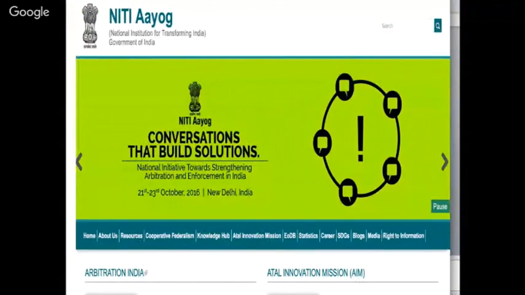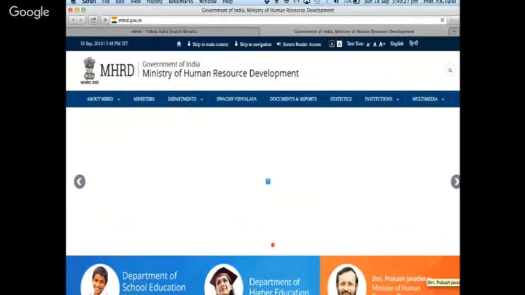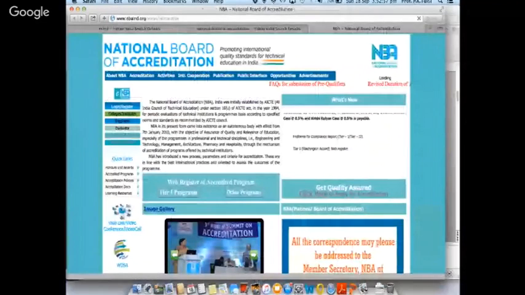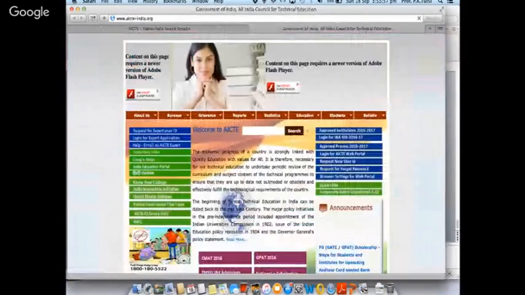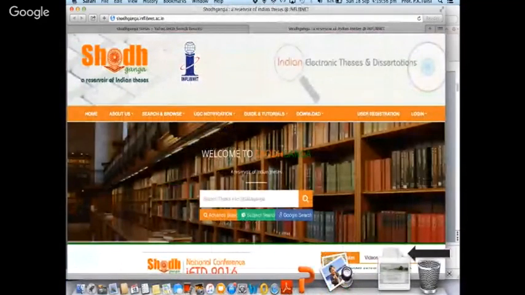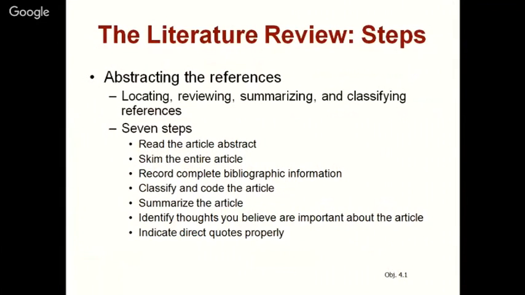Then there are government sites which can form the basis of your research in India. आपकी नीति आयोग बहुत कुछ आपको मिल जाता है. MHRD की साइट पे आप जा सकते हैं, NBA की साइट पे आप जा सकते हैं, policy documents you can. Then you have, this is our AICT site which is available. Then this is the repository of the thesis which have been submitted in various fields in India. That is Shodh Ganga, freely accessible. कोई भी चाहे कोई भी thesis आप full देख सकते हो उसमें.